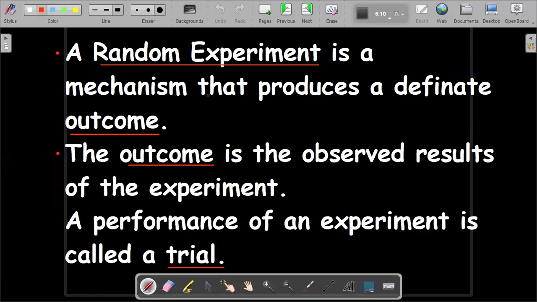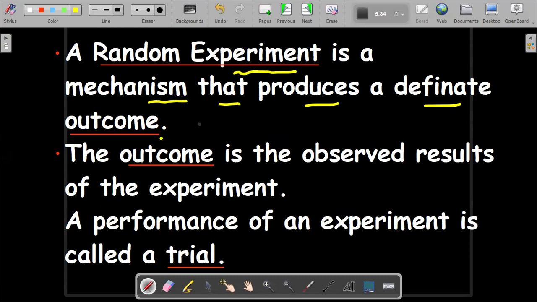And then next, we look at what a random experiment is, or simply what an experiment is. An experiment by definition is simply a mechanism that produces a definite outcome. A mechanism that produces a definite outcome, that is what an experiment is.